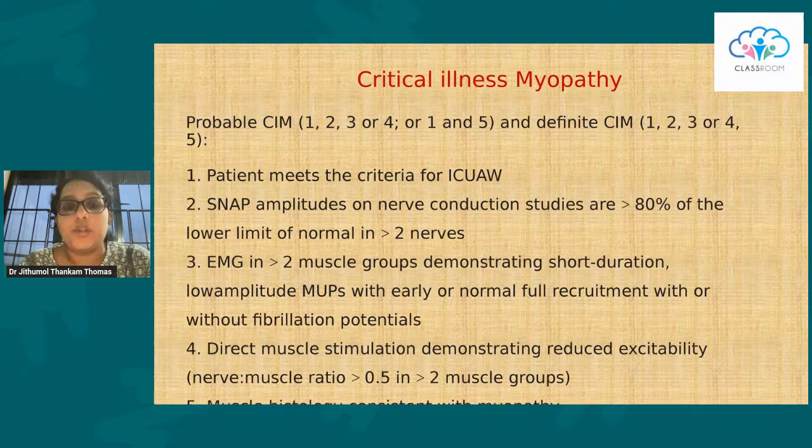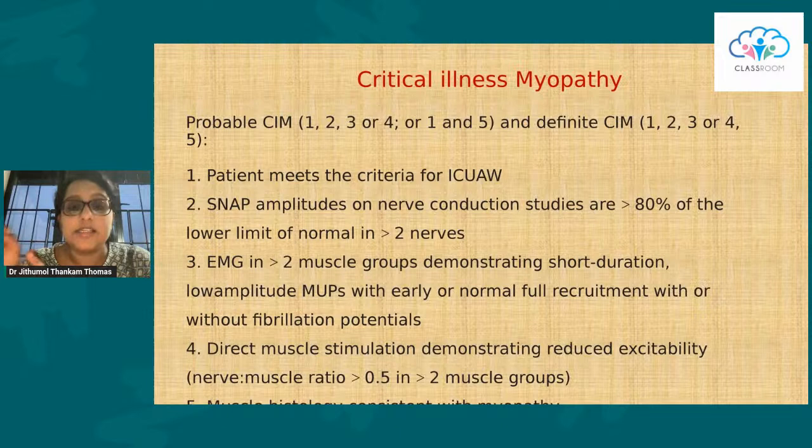Then you do a direct muscle stimulation, that is, you put a stimulating electrode directly into the muscle. In EMG, you get the recording from a muscle which is at rest, or you ask the patient to flex or extend the limb. But if the patient is comatose or paralyzed, you cannot do that. So what you can do is a direct muscle stimulation, where stimulating electrodes are placed directly into the muscles and you keep giving current until you see a palpable twitch. In critical illness myopathy, on direct muscle stimulation, there is decreased excitability.